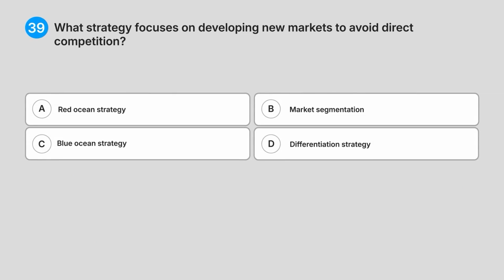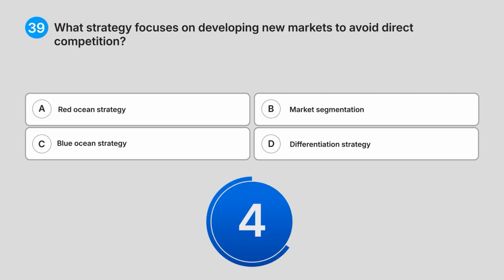39. What strategy focuses on developing new markets to avoid direct competition? A. Red ocean strategy. B. Market segmentation. C. Blue ocean strategy. D. Differentiation strategy. What do you think is the answer?